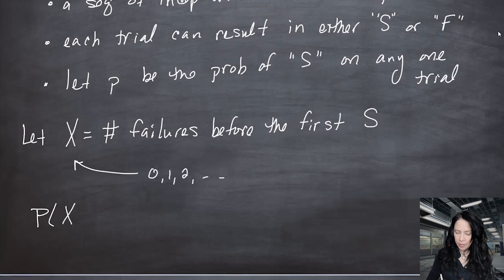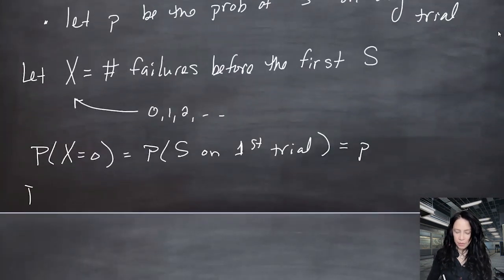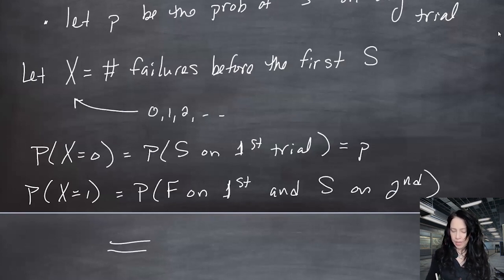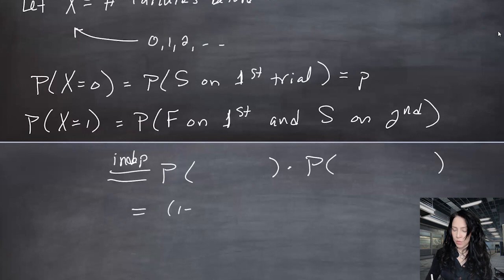We were going to just build it up. The probability that X is zero is the probability of success on the first trial, and this is just little p by definition. The probability that X is one is the probability of failure on the first trial and success on the second. Because the trials are independent, we get to break this up into a product of probabilities. The experiment doesn't care what trial we're on. The success probability is always p, which makes the failure probability always 1 minus p. So this is 1 minus p times p.